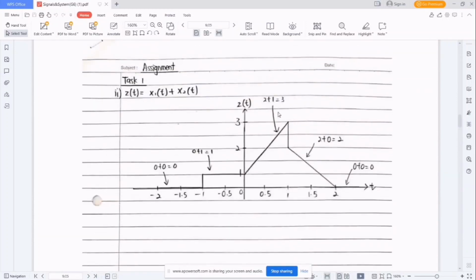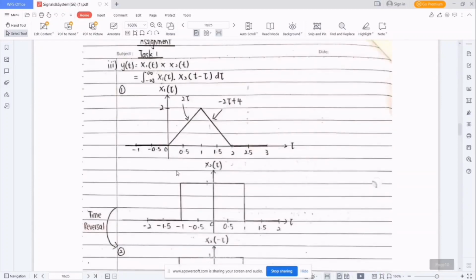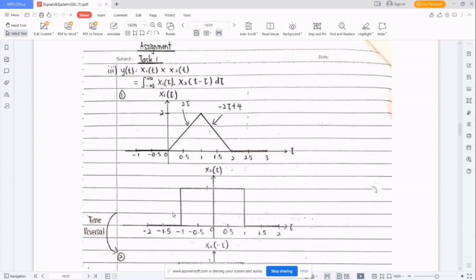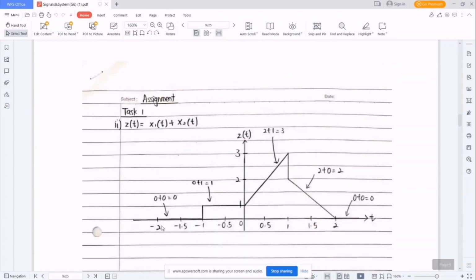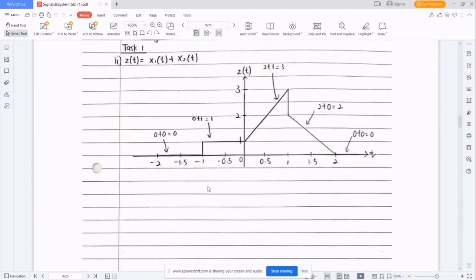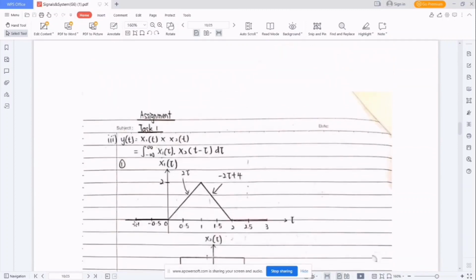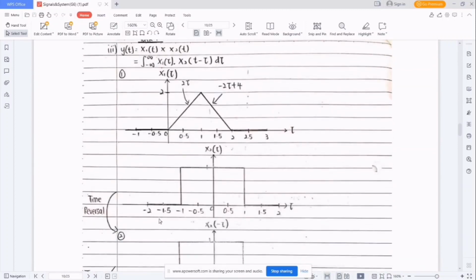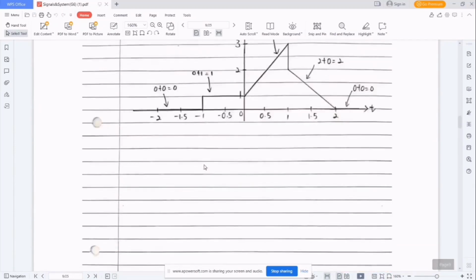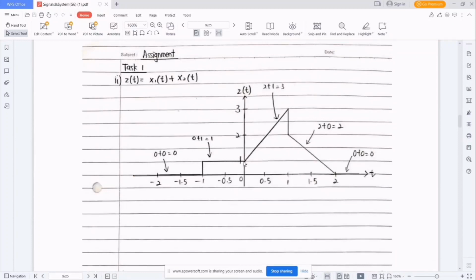So we can get this graph by seeing that before -1 it is 0 plus 0. Before -1 here is 0, here is also 0, so 0 plus 0 is equal to 0. So here is 0 until -1. From -1 until 0 is 0 plus 1 equal to 1. From -1 to 0, here is 0, and here is 1. So 0 plus 1 is equal to 1. So the waveform is like that.